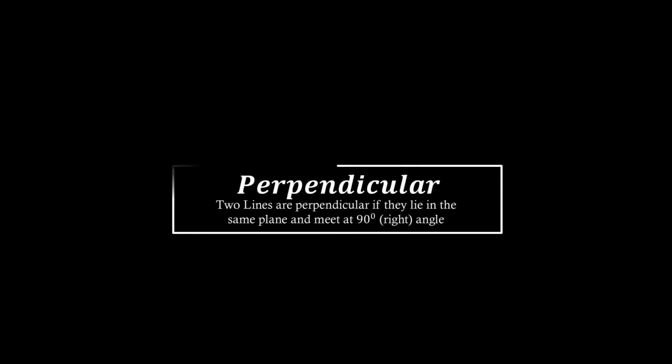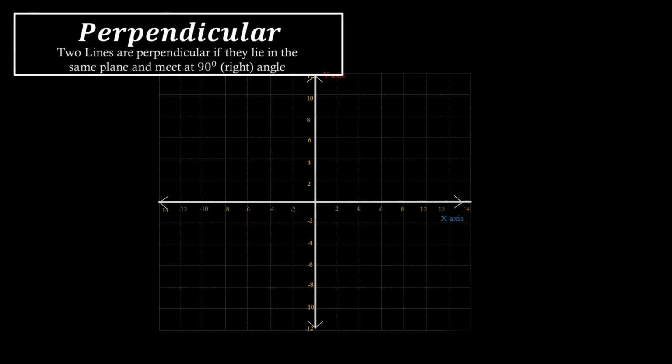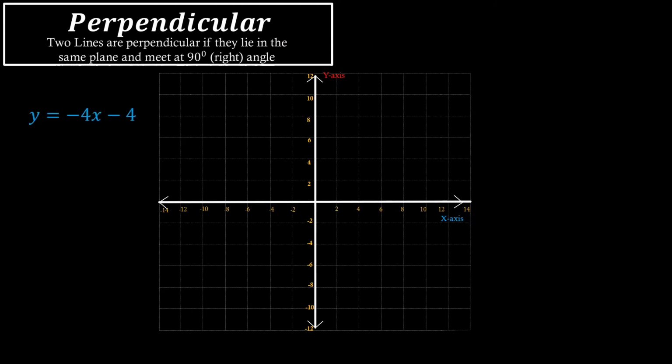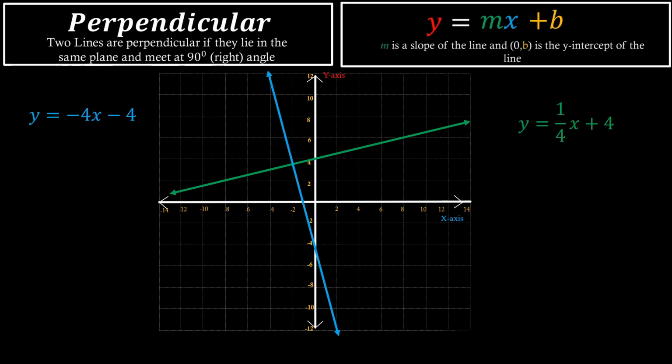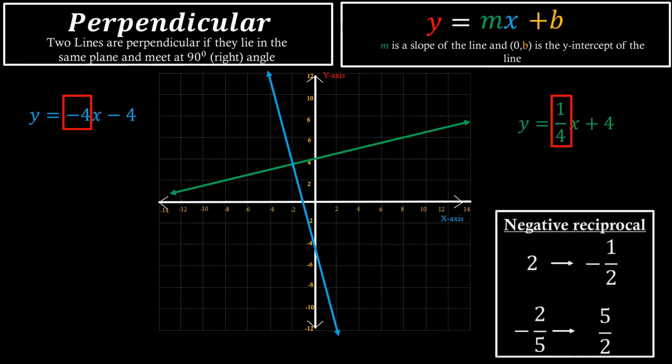Now, two lines are perpendicular if they lie in the same plane and meet at 90-degree right angles. Plotting the blue and green equations, we get two lines that are perpendicular to each other. If we look at the slopes for these two equations, we can see that the slope of one, -4, is the negative reciprocal of the slope of the other, 1/4.